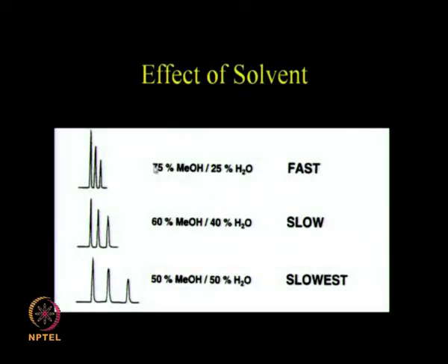So for example, I take 75% methanol and 25% water, and the peaks are very close, so it is fast. Now I am reducing the methanol amount and increasing the water amount. You see at 50% methanol, 50% water, it is slowest and the separations are very high. Why? I have brought in more water, so I have made it more hydrophilic, so the separations are much higher, whereas here I am reducing the water content, that means I am reducing the hydrophilicity.